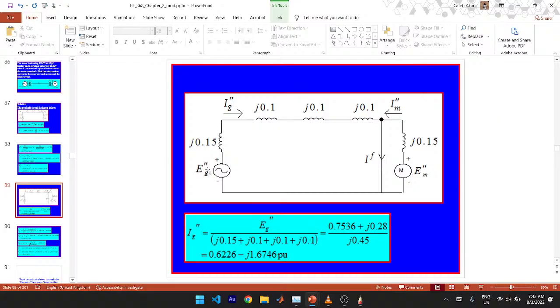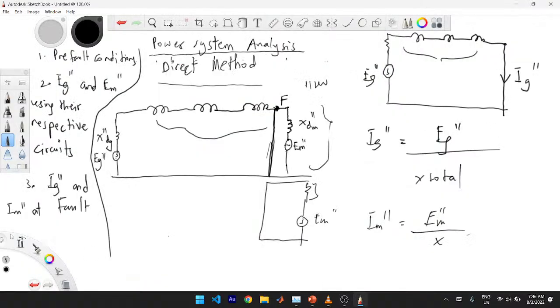You get it. So now just take this part of the circuit here. Find your IGN prime. Take this part. Find your IM prime. And they are both feeding into the fault. So they will sum to give you the fault current in per unit. So now find IF. Now IF is equal to IGN prime plus IM prime. But this is in per unit.